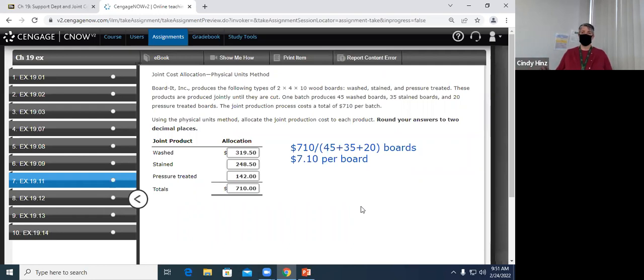And how we treat them after that split off point, we'll add those costs separately to each one of the 3 different treatments. It could be that all the boards get washed and then some stop. It could be that after they're washed, we then stain some of them. I don't know. And then it could be that, well, probably not pressure treating them after we stain them. It could be that some of the washed boards then are pressure treated. My guess is, as I'm thinking about this, we probably don't wash all of them, because if we did, we would just count that as part of the joint cost. That would be easiest.